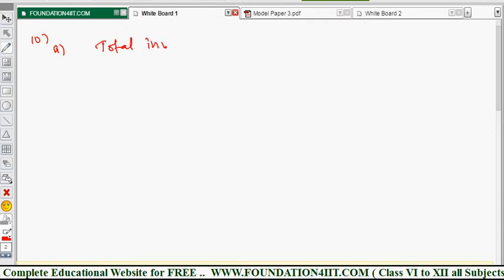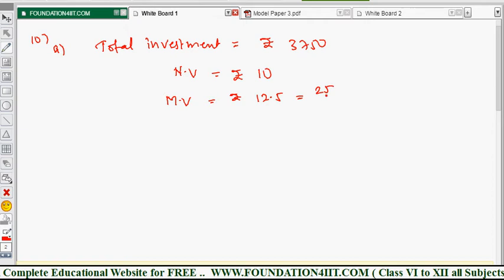So total investment is equal to rupees 3,750. And as per the question, nominal value on one share is rupees 10 and market value on one share is rupees 12.5. That is 125 by 10, or you can write 25 by 2 in terms of fractions. And dividend also is given. Dividend is 10%. Yes, this is the given data.